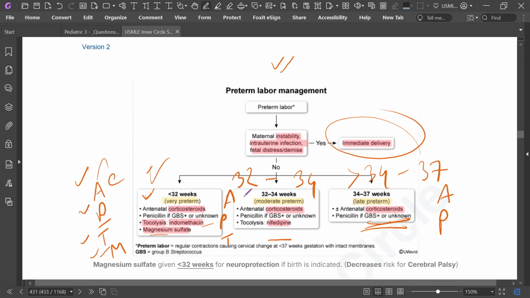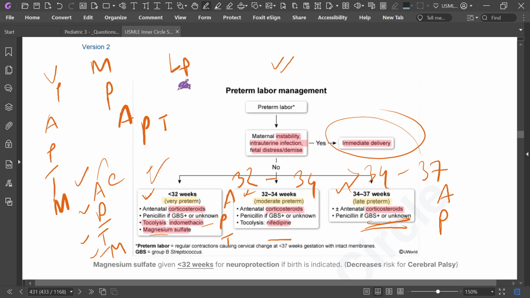So very preterm, moderate preterm and late preterm. Very preterm, APTM. Moderate preterm, APT. And late preterm, AP. Very preterm: antenatal corticosteroid, penicillin if GBS, then tocolytics, indomethacin, and magsulf. Moderate preterm: antenatal corticosteroid, penicillin if GBS, and tocolytics, nifedipine. Late preterm: antenatal corticosteroid and penicillin if GBS.